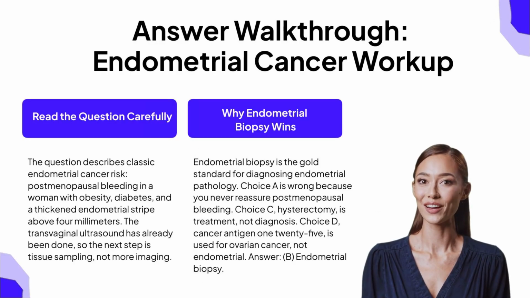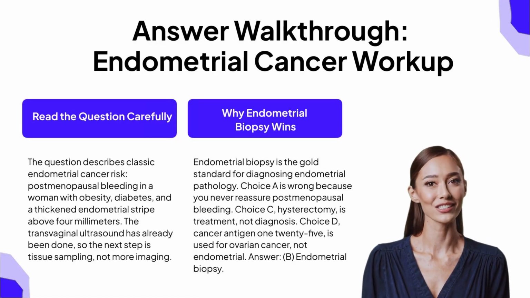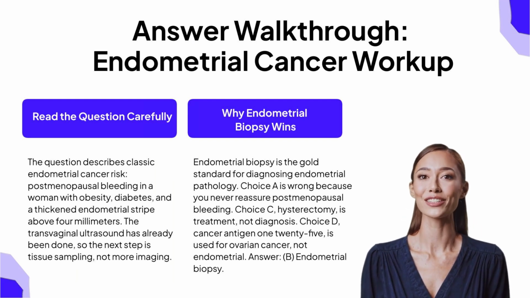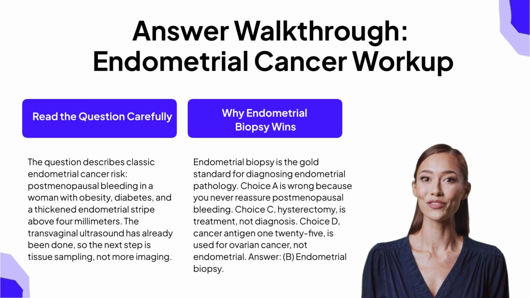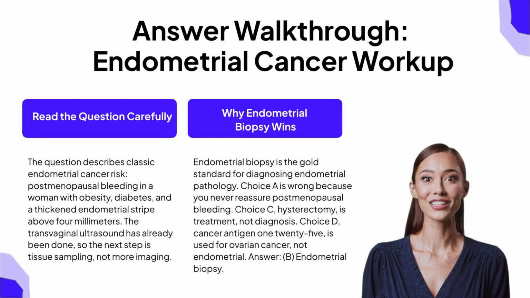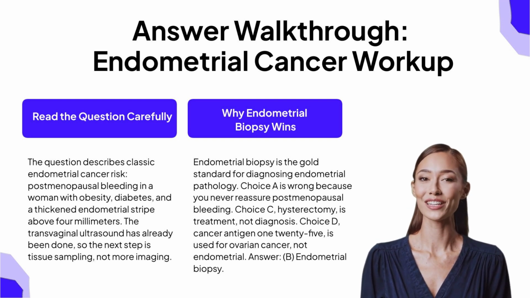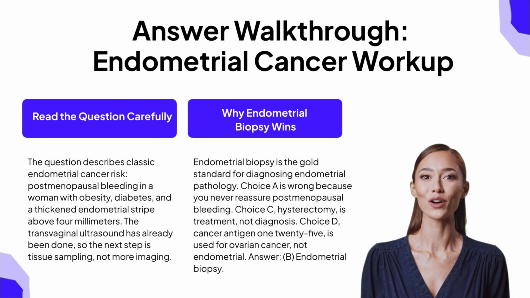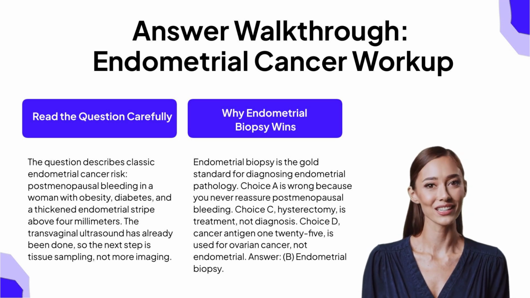Let us walk through this answer. First, read the question carefully. The stem describes a classic setup for endometrial cancer. A postmenopausal woman with vaginal bleeding, obesity, type 2 diabetes, and a thickened endometrial stripe above 4 mm on transvaginal ultrasound. The ultrasound has already been done, so the next step is tissue sampling, not more imaging or watchful waiting. Now, why does endometrial biopsy win? Endometrial biopsy is the gold standard for diagnosing endometrial pathology in this setting.